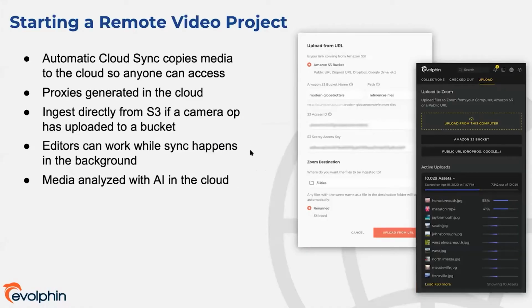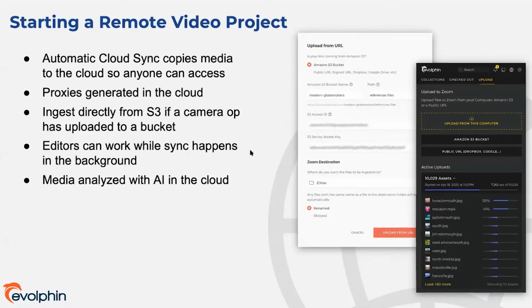So that's nice for photos, but what about a remote video project? Because video files are very large. So we created a few ways to share media files depending on your needs. We have an automatic cloud sync, which copies media to the cloud in the background automatically so that anyone can access it. It has built-in file acceleration. We also integrate with file transfer tools like Aspera or File Catalyst if your organization uses those.